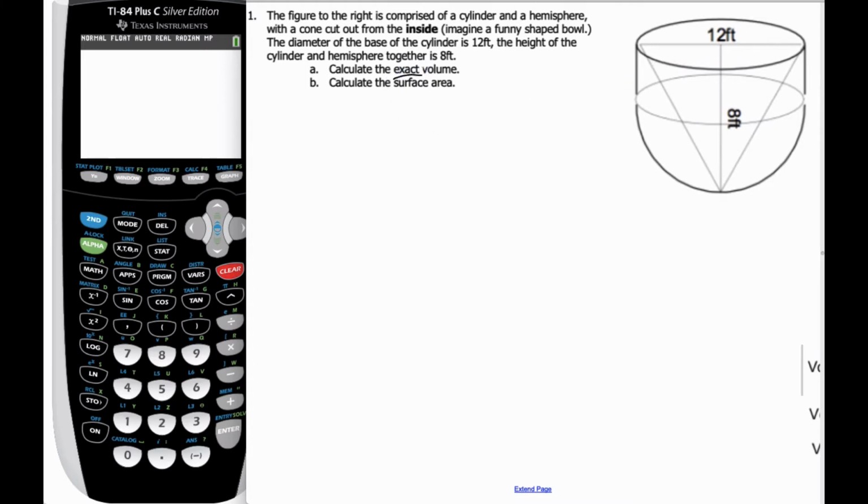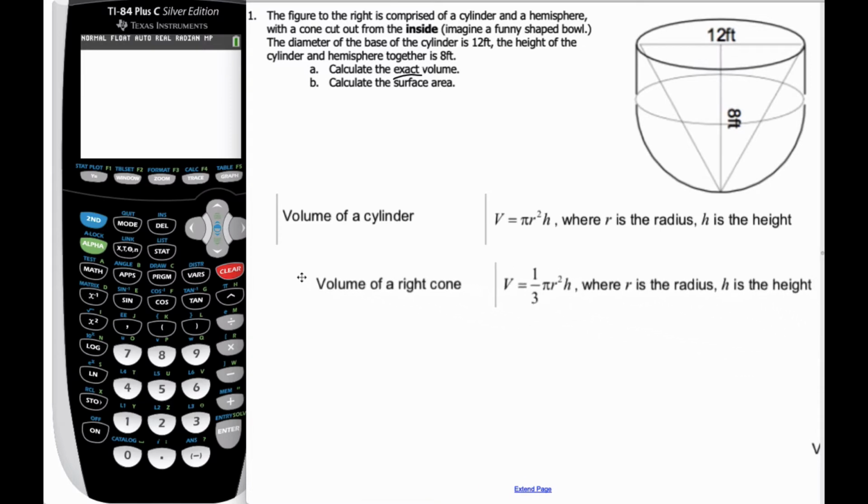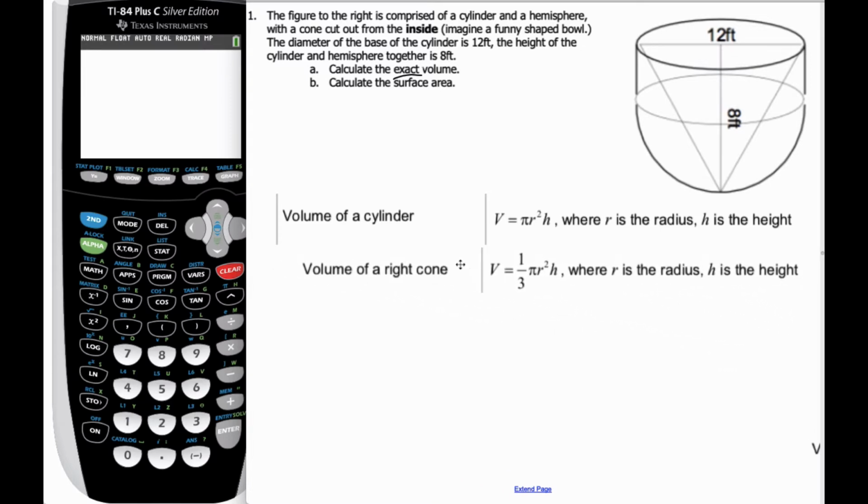In order to find volume, we know we're going to have to use, from our formula booklet, the volume of a cylinder. We need the volume of a right cone, and this is in Topic 3. This is prior knowledge. And we also need the volume of a sphere. To find the total volume, we take the sphere, the cylinder, and the sphere, add them, and then subtract the volume of the right cone, because that volume is gone.